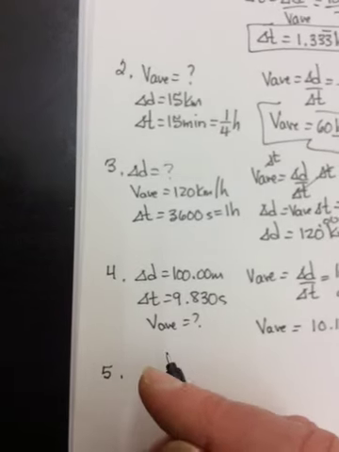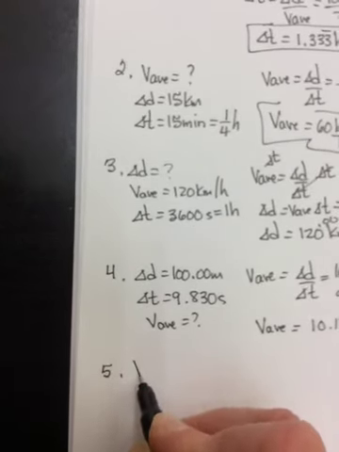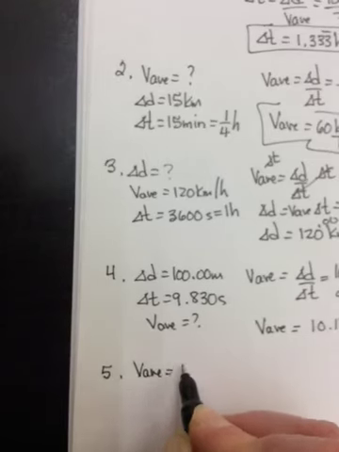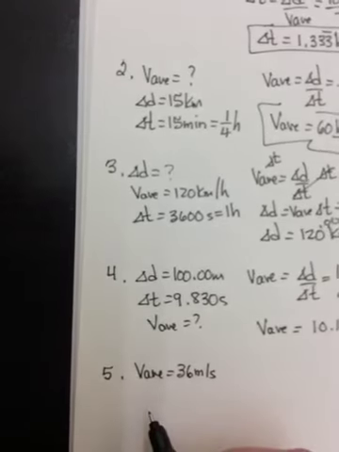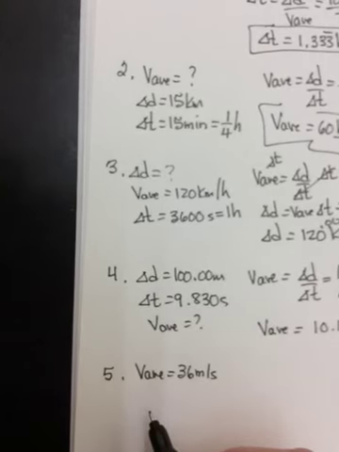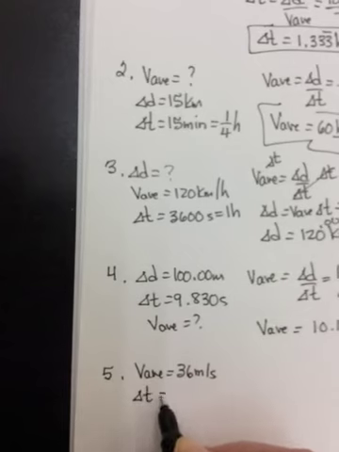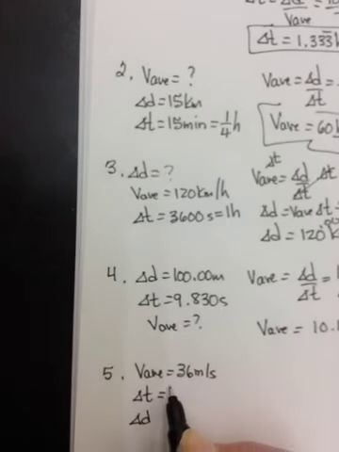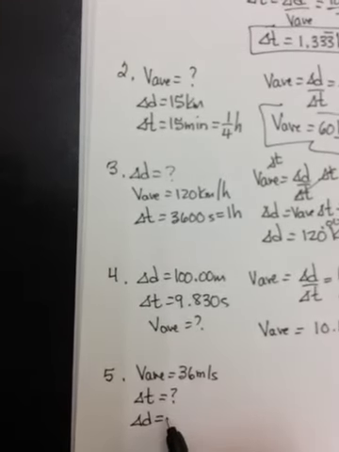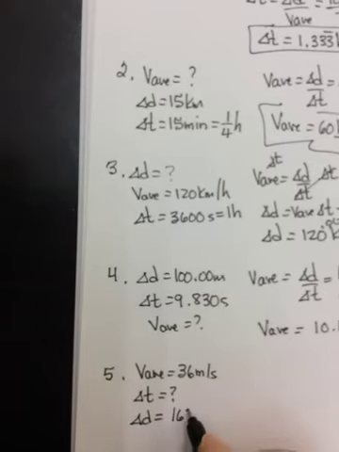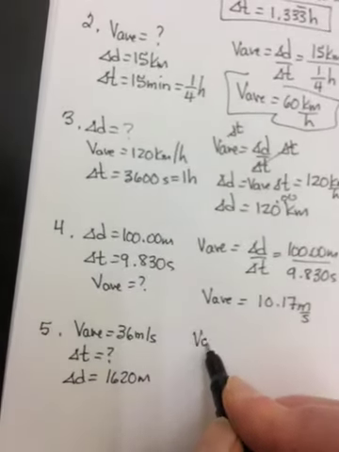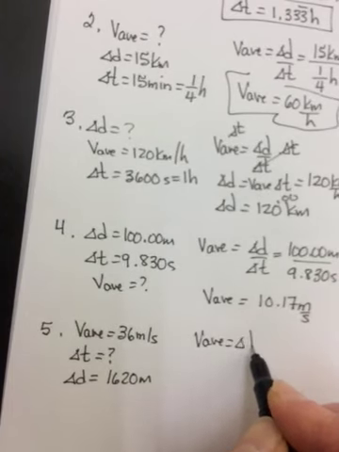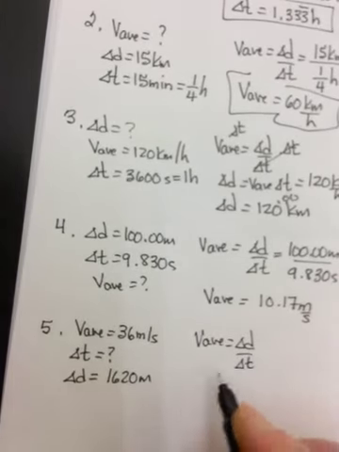says a train leaves the station at 36 meters per second. That's my v-av. 36 meters per second. How long will it take it to travel, so how long, you're looking for time, will it take it to travel 1,620 meters? Okay, so again, v-av is equal to delta d over delta t.